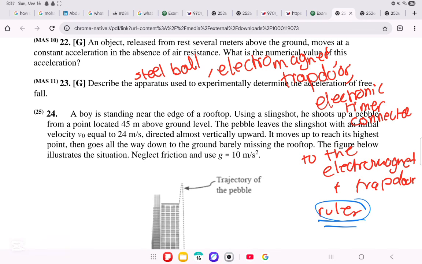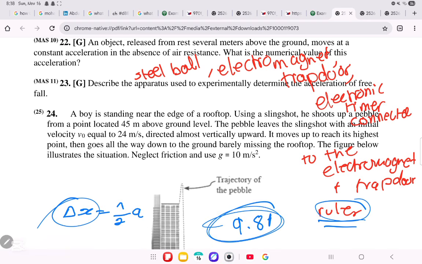So delta x is equal to 1/2 a t squared plus v0 t. But my v0, my initial velocity, is how much? It's 0 because I'm releasing it from rest, right? So then what would it be? It would be delta x equal to 1/2 a t squared. You put the value of delta x, you put the value of the time, and you will get the value of acceleration, which is supposed to be 9.81 meters per second squared. An amazing experiment. I love it. It's very nice. We'll move on to question number 24.